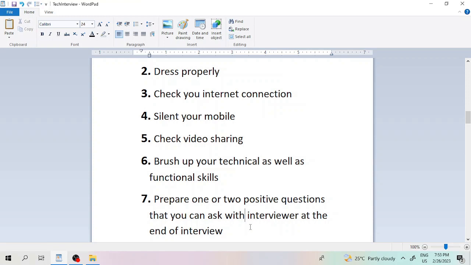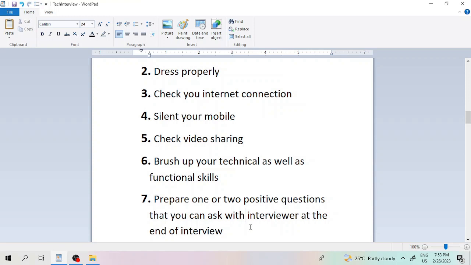Now if you are attending the technical round of an interview, then definitely you will have to brush up your technical and functional skills both. Technical skill, you know what I want to say by the term. Suppose you are attending the interview for Java or JavaScript or any other technology, then you should revise all the technical points of that particular programming language or database, whatever your technical skill is. Just go through that and try to brush up your knowledge about the technicalities of your programming language or your expertise areas.